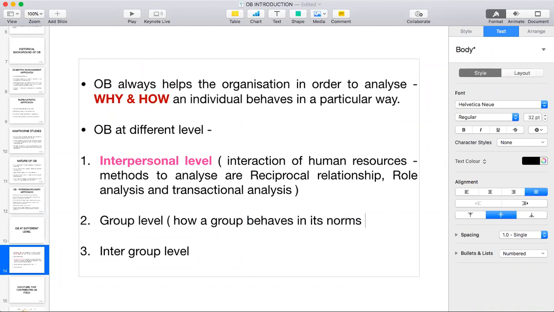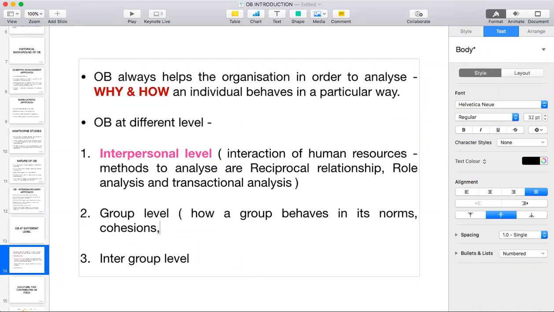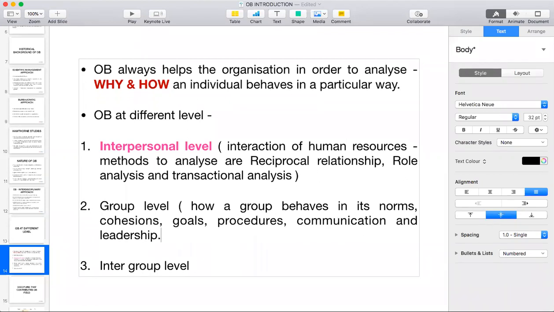in its norms, cohesion, which means what sort of bonding they have. Okay. The cohesion, when we talk about their goals, when we talk about their procedures, when we discuss communication and leadership. So there's a major input in this particular part. Okay. So that is about your norms, cohesion, goals, procedure, communication, and the leadership. So this is how a particular group level activity can be ascertained.